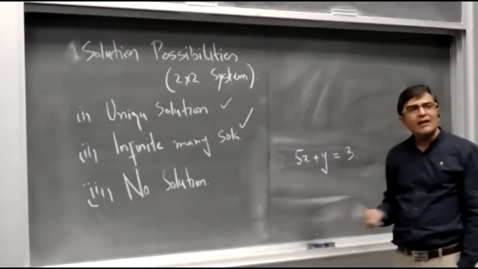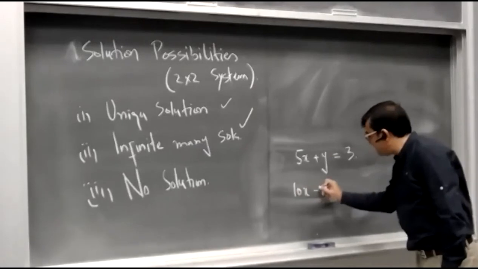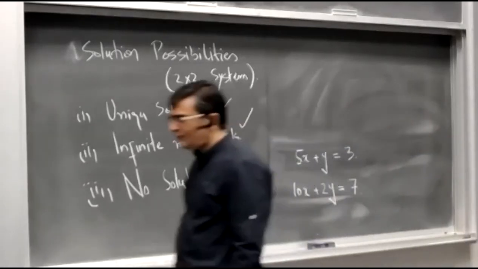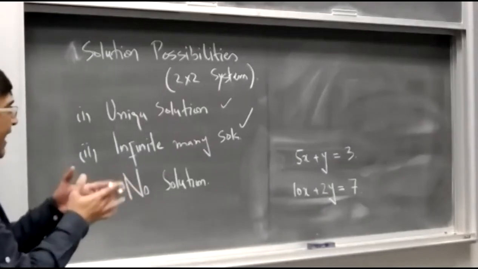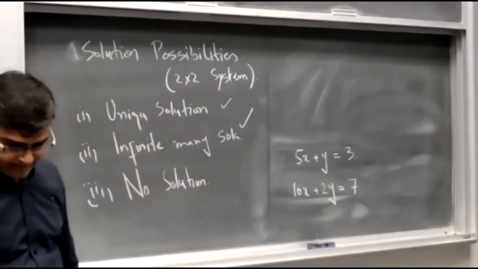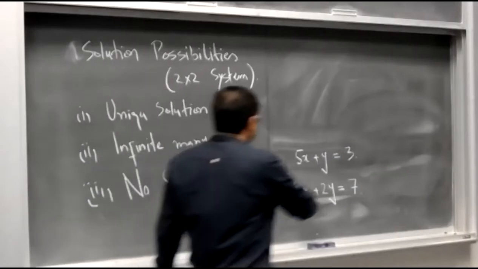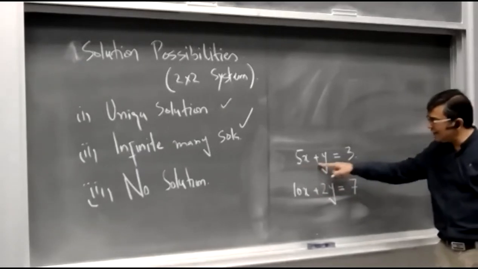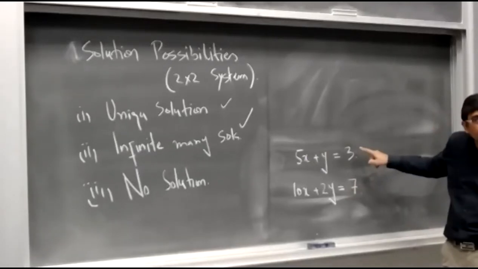And in a linear system, this situation can be seen. How can we see it? I write again 10x plus 2y is equal to 7. Now, you can see that the left-hand side of the second equation is a multiple of the left-hand side of the first equation, but not the right-hand side. You got it? Yes, sir. The left-hand side in this linear system is a multiple of the left-hand side of equation one, but the right-hand side is not a multiple of the right-hand side of equation one.